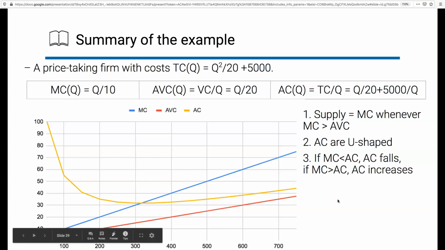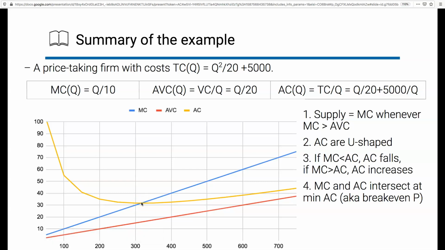The consequence of this fact is that the intersection of average costs and marginal costs takes place exactly at the minimum of the average cost, which is also known as the break-even price. So there is this very convenient coincidence that when the market price is the break-even price, the firm finds itself at the point of production where exactly it's going to be making zero profits. So we're going to look at it in more detail when we talk about firms in the long run.